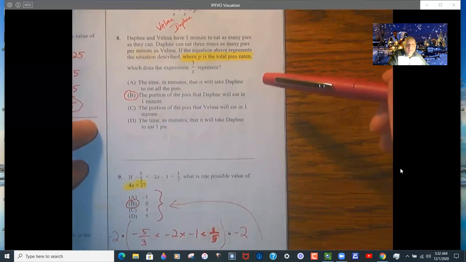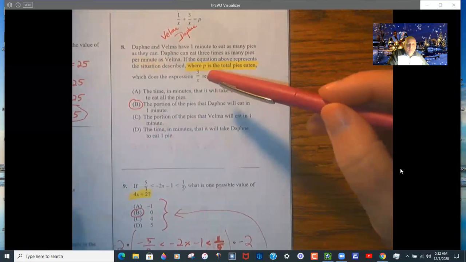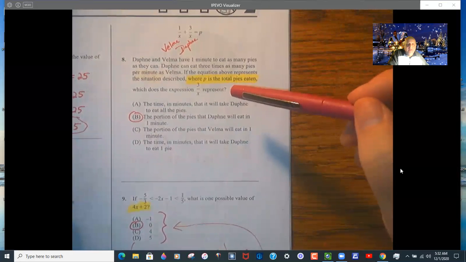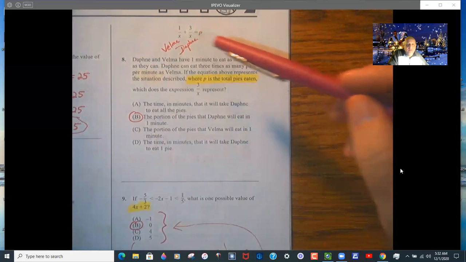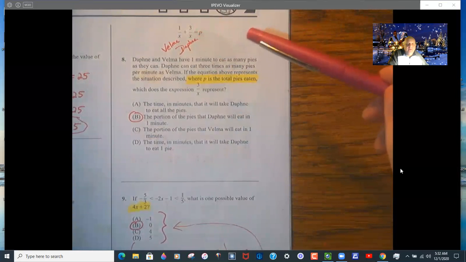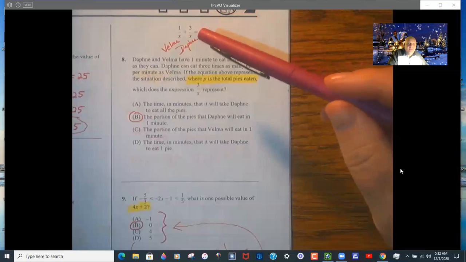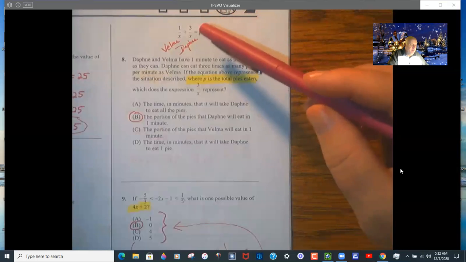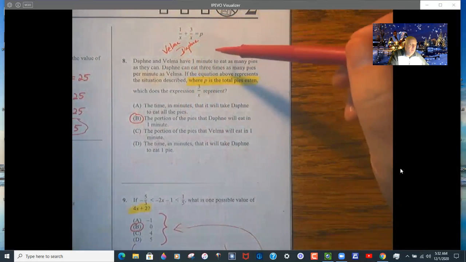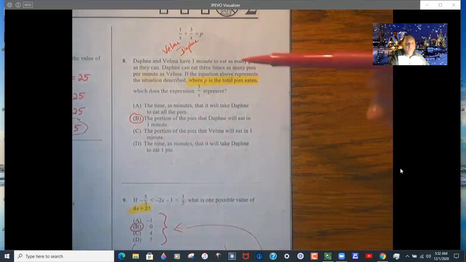Problem 8, what does 3 over x represent? Okay, so that would be the portion that Daphne eats. P is the total of the pies eaten. So whatever your x is, we don't necessarily know, but it's just that Daphne can eat 3 times as much. So the 3 times the 1 over x gives the 3 over x. That's all you really need to know. The portion that can be eaten in 1 minute.